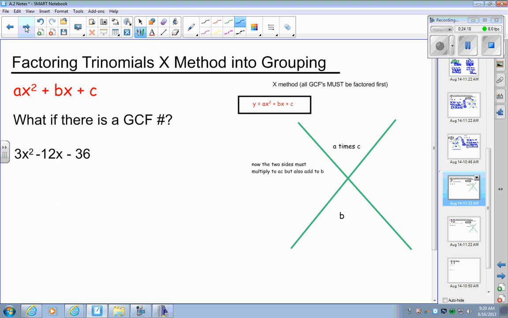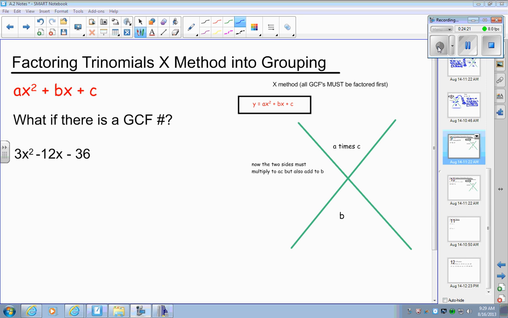Okay, 2 more examples here. First is, what if you have a GCF with a number? Second one's going to be, what if you have a GCF with your variable? Okay, process is still the same. Again, you guys have seen these before, but in case we need a little review here, we'll go through it.